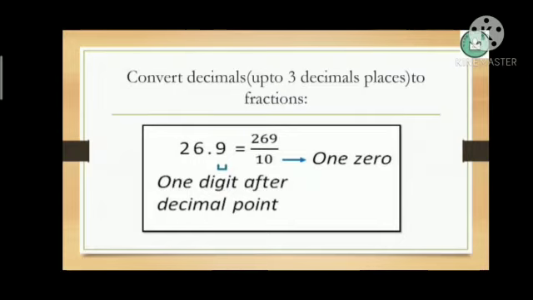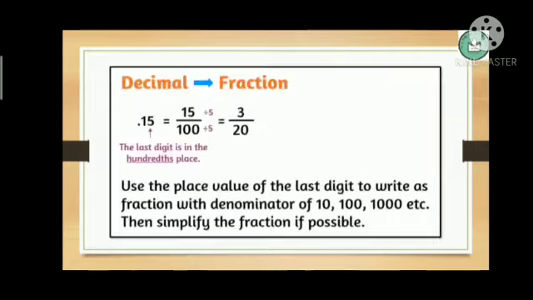Okay class, now in this slide, convert decimal up to 3 decimal places to a simple fraction, and the number is 26.9. We convert this number into a simple fraction by writing a 0 after the decimal point, and here there is one digit after the decimal point, that is 9. So we convert this decimal number 26.9 into its fraction, that is 269 divided by 10. This is the simple way to convert a decimal number into its fraction.